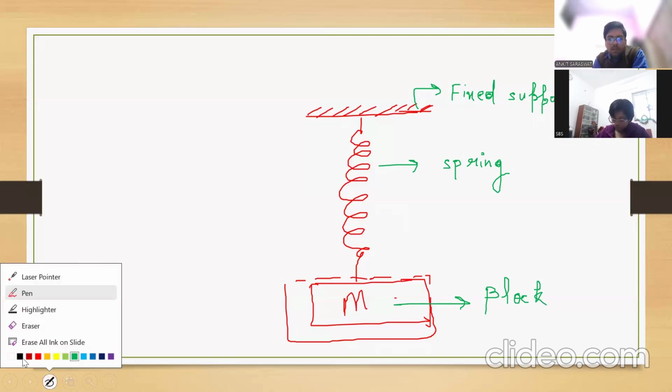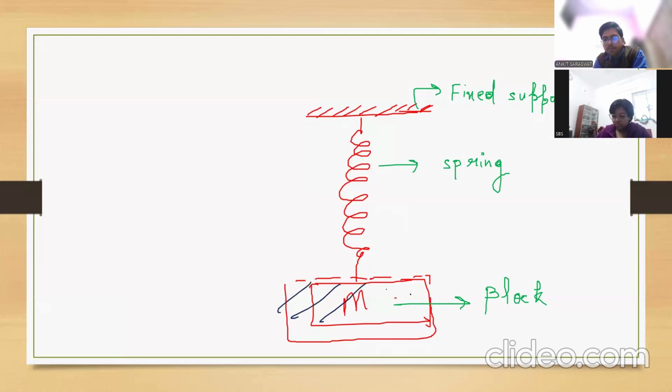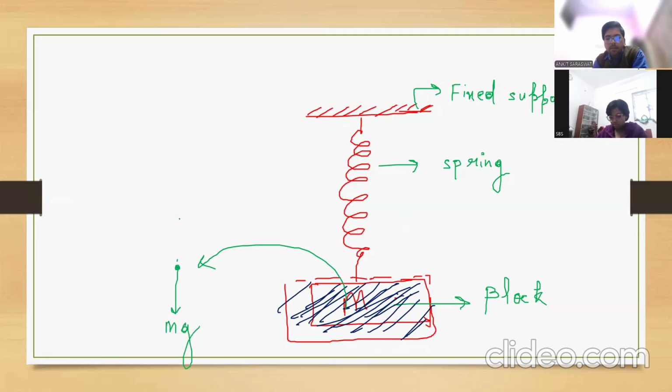One by one, I will draw the free body diagram of all these three. Now, if I take this block as my system and draw its free body diagram: mg down, and spring force is up. How much? Kx, where the extension is x. Clear? This is for the block.